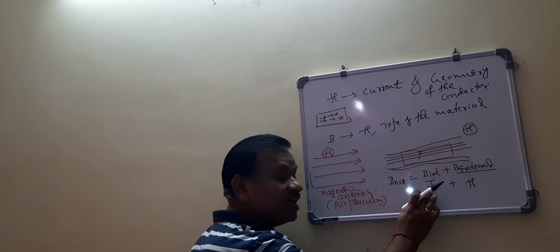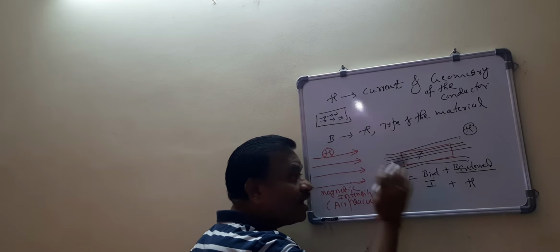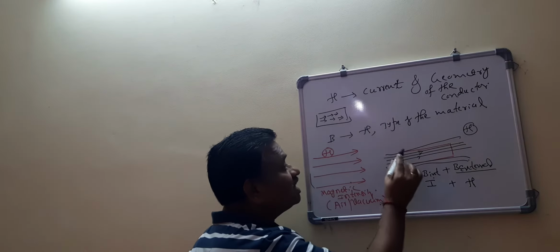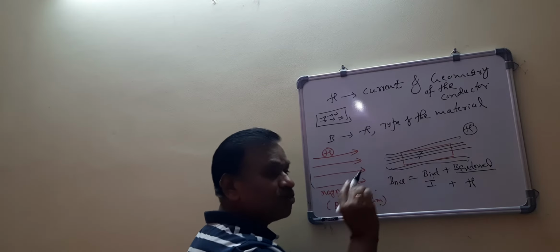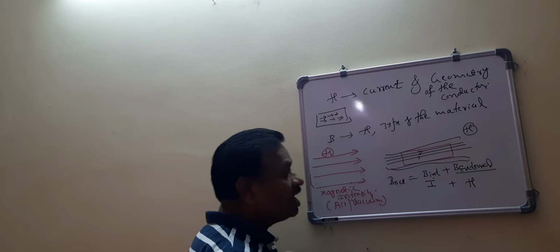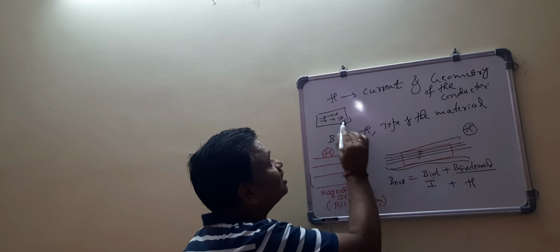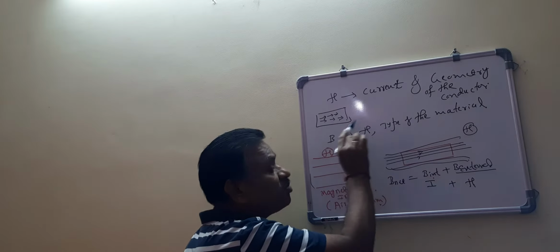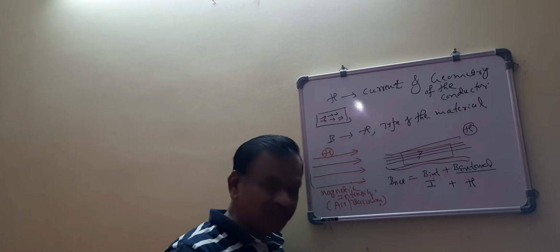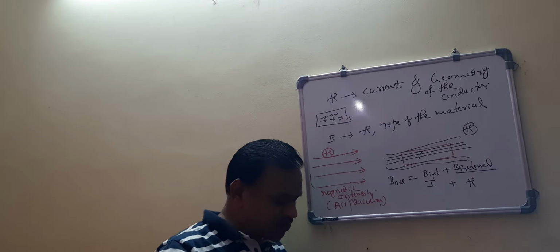Some books write M, some books write I. It is because in a material, atomic magnets are there. Just as I told you, all atomic magnets will orient in one particular direction. I will give one example for it.